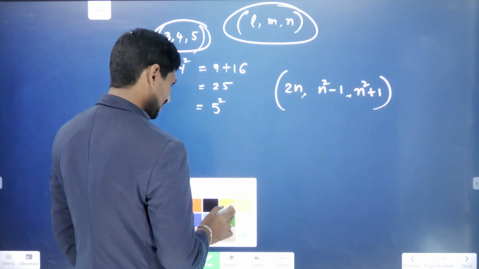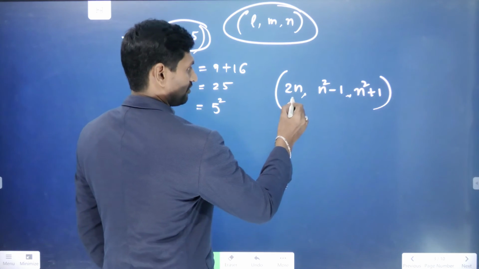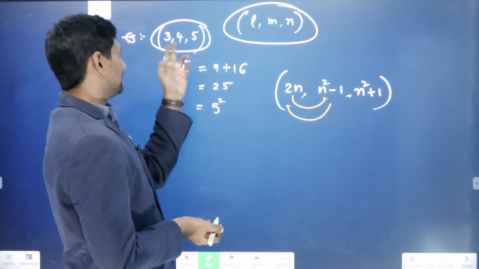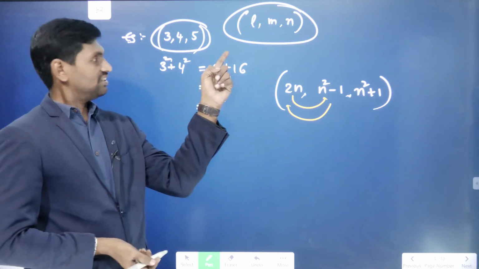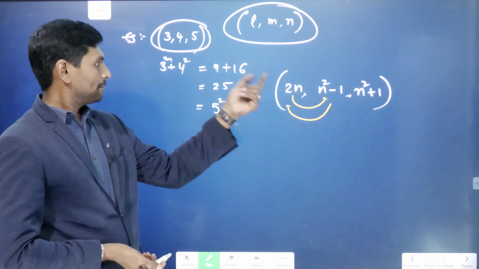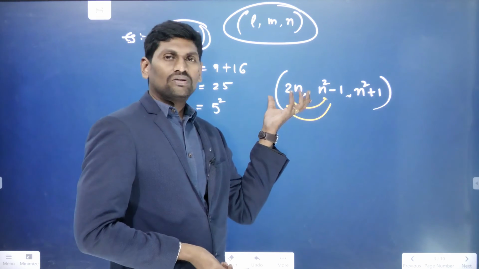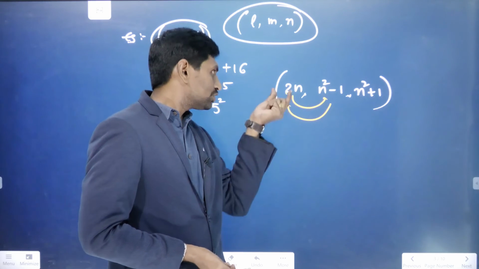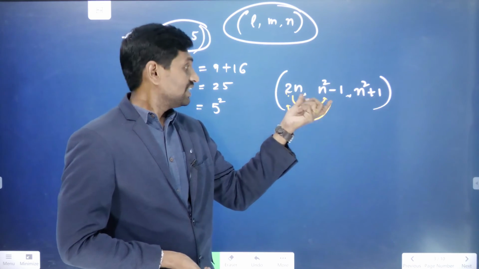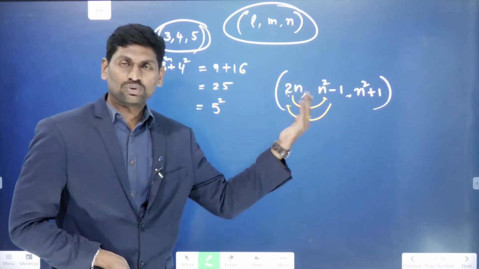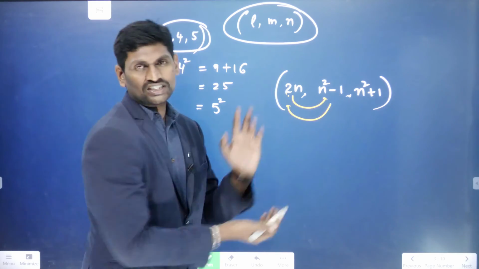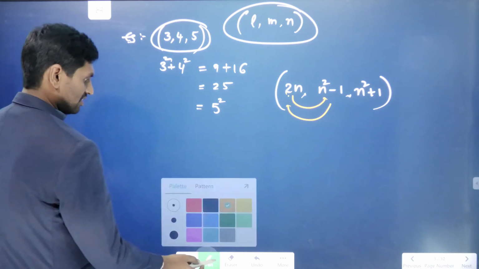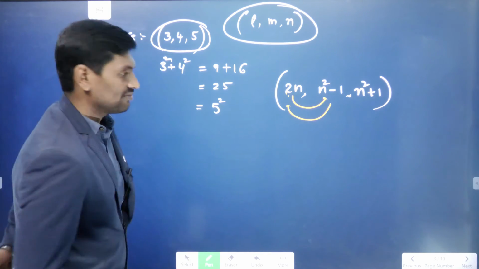First one and second one can be interchanged sometimes. Their positions can be interchanged. Like 3, 4, 5, I am taking in ascending order, right? Here also, the smallest number we have to take first. That means in some situations 2n will be smaller than n square plus 1, and in some situations n square plus 1 is smaller than 2n. That's why the first and second positions can be changed, but the final position is the same.